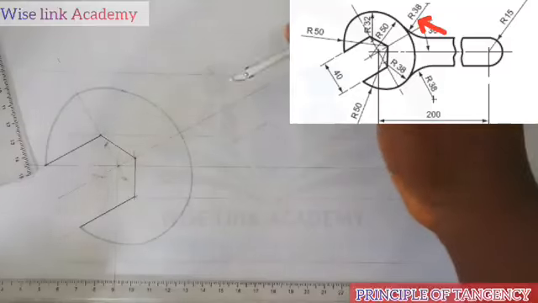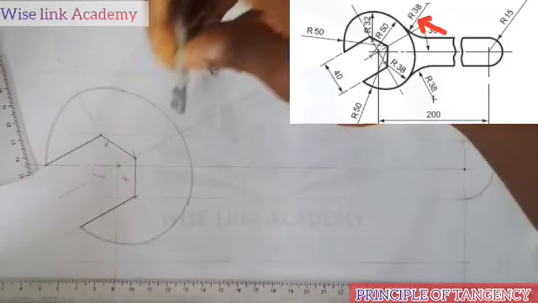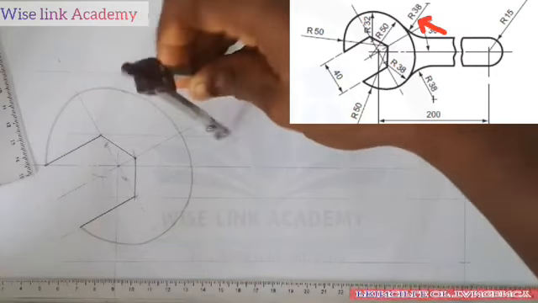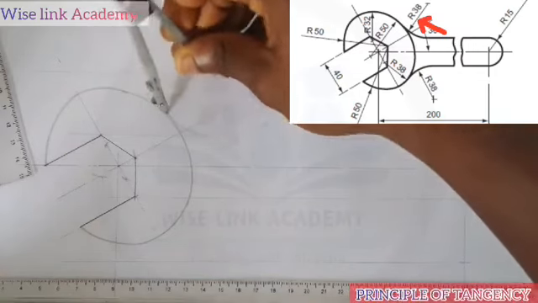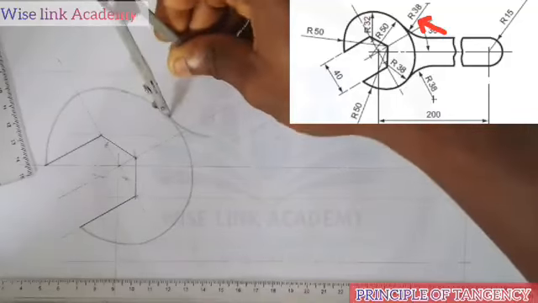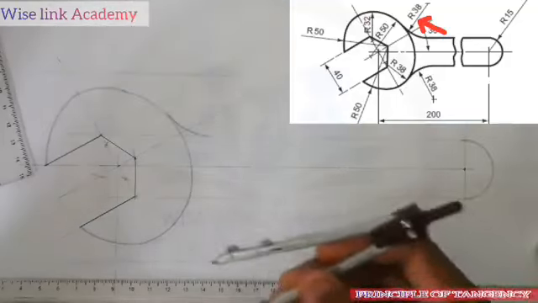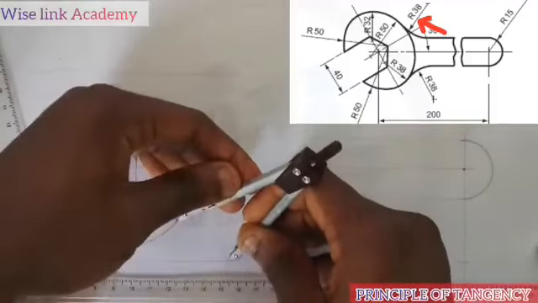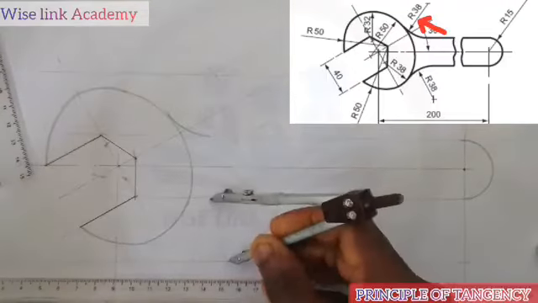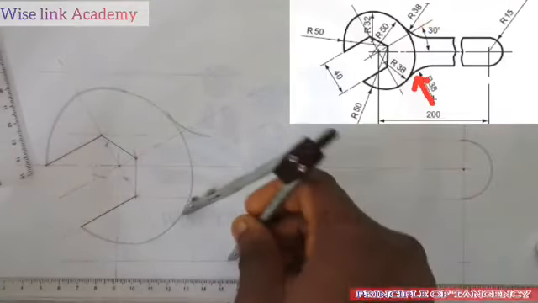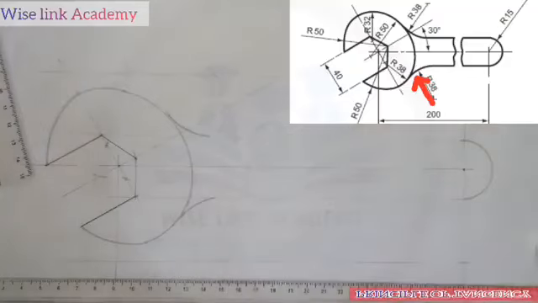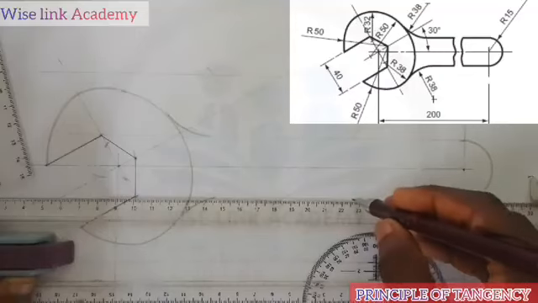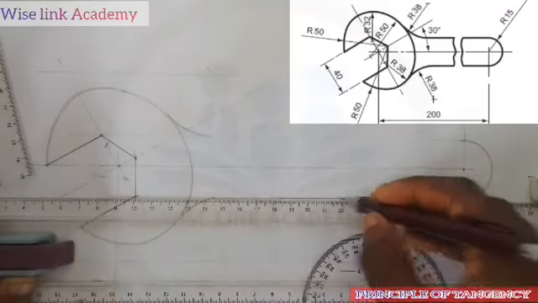So at this point, I will gauge it this way. I will gauge it this way. As you can see, gauge it this way. Similarly, at this point here, I will also gauge it. I will gauge it this way. I will gauge it this way. So having gauged it, I will make sure I close it up. The thick line this way.